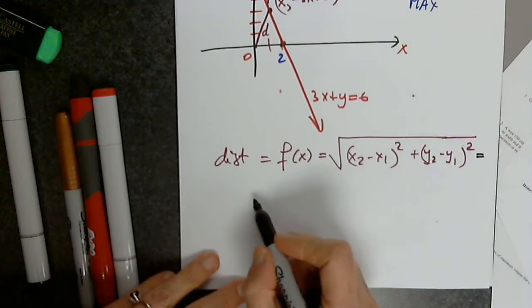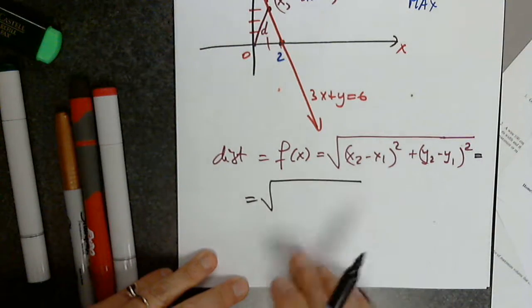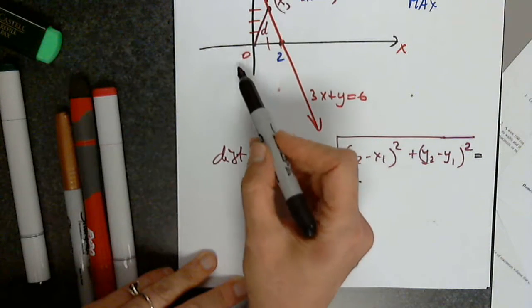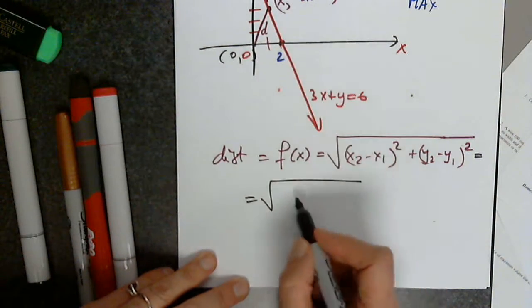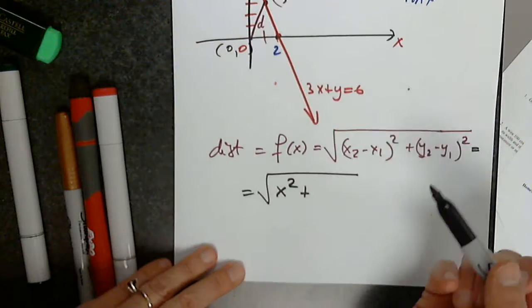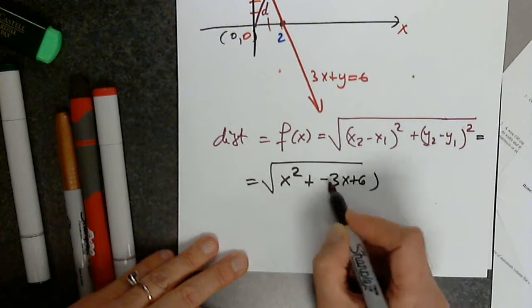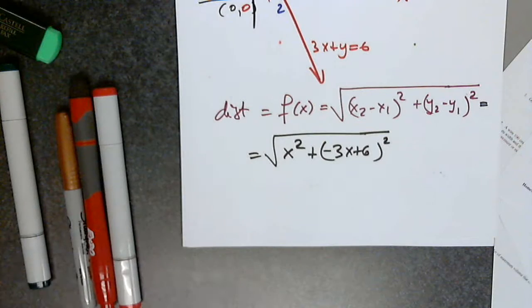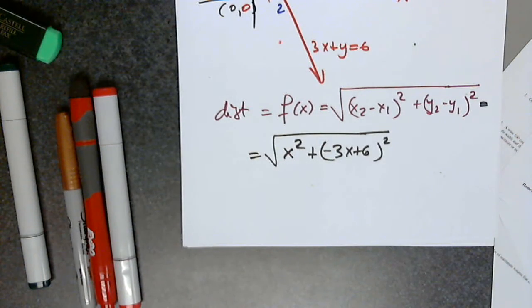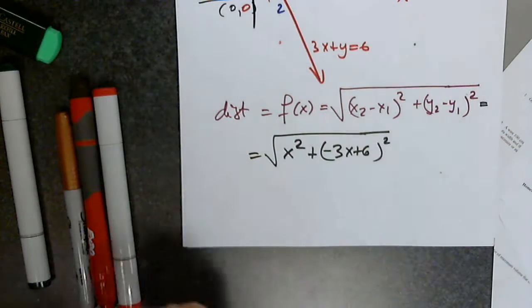So then our function would be the square root of x2 minus x1, because this is 0, 0, squared will be x squared, plus y2 minus y1, everything squared. Now I can find the max and possibly the min because I have a function. And the function is the square root of x squared plus negative 3x plus 6, everything squared. How do I find the maximum or the minimum? What do I have to determine first?